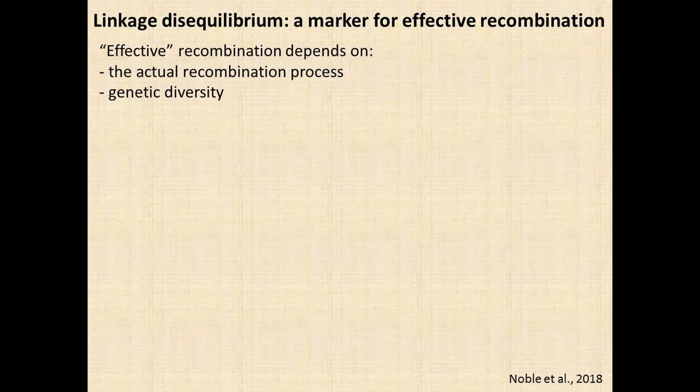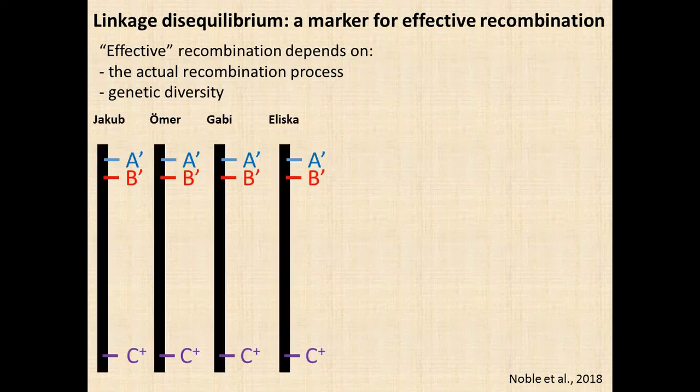And another important thing is that linkage disequilibrium is a marker for what we call effective recombination. So effective recombination depends on two things. It depends on the recombination itself, of course, but also on genetic diversity again. So now let's consider 4 other individuals from the class. Now imagine that actually all of them carry A prime, B prime, and C plus there. So what we're going to see there is basically we could assume that the C plus allele is always associated with the A prime and B prime alleles.